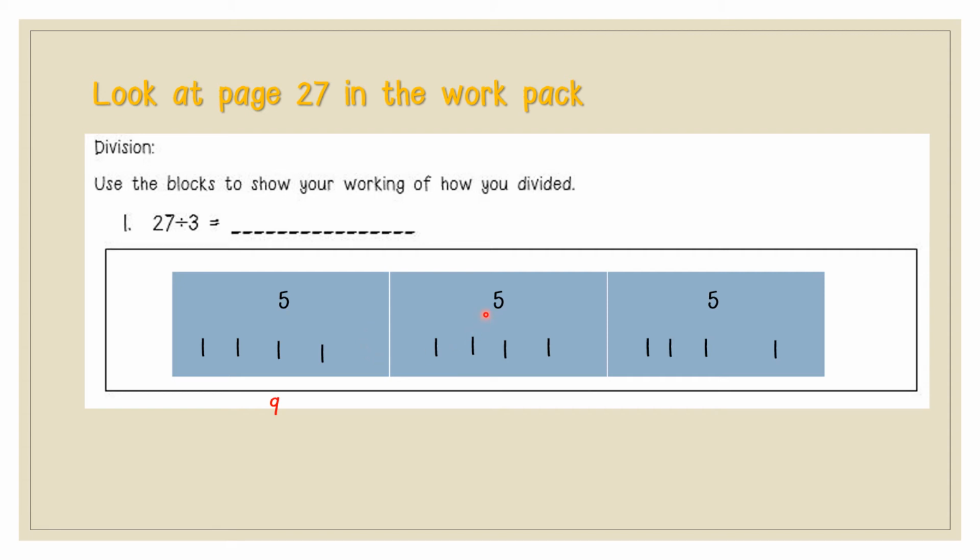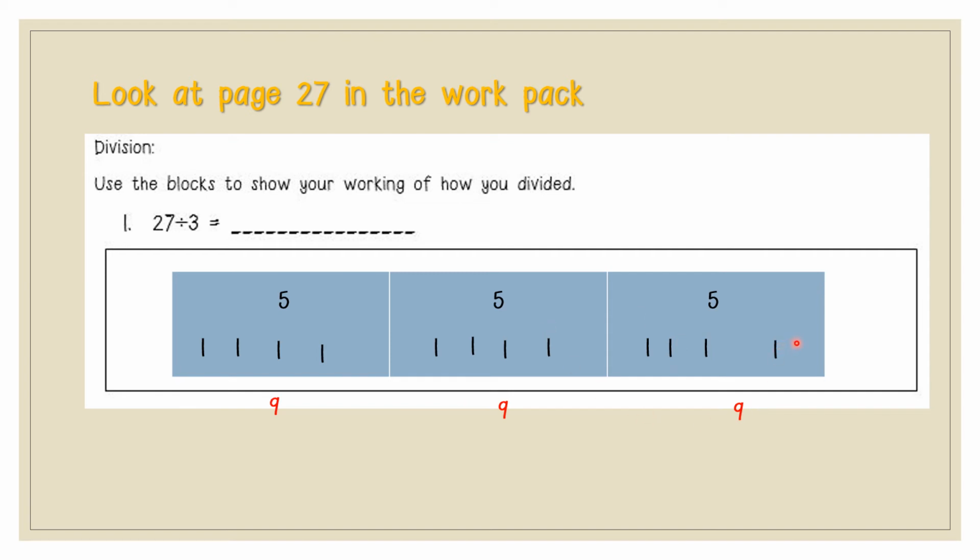Let's count the second block and see if we get the same number. 5, 6, 7, 8, 9. Yes, the second block has the same number. Now we only need to count the third block, and let's hope the third block has the same number as well. 5, 6, 7, 8, 9. Yes, now all the blocks have equal numbers in them. The first block has 9, the second block has 9, and the third block has 9.